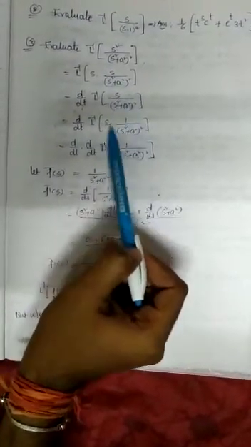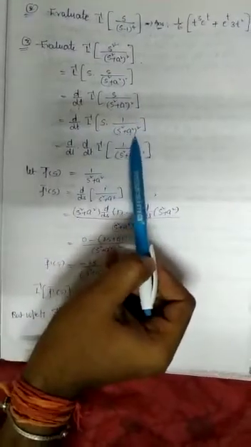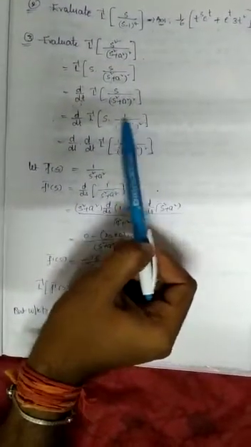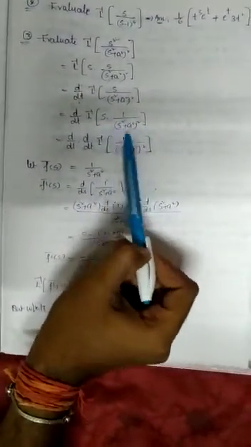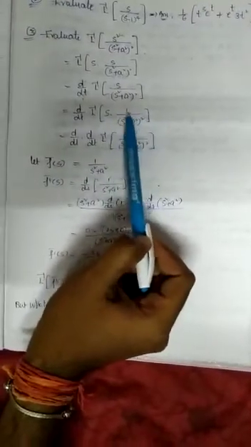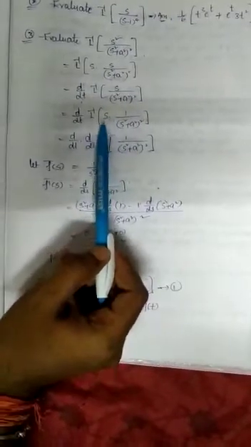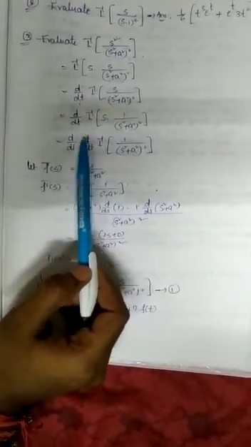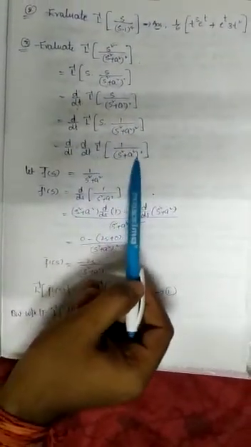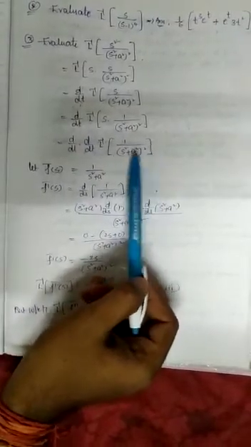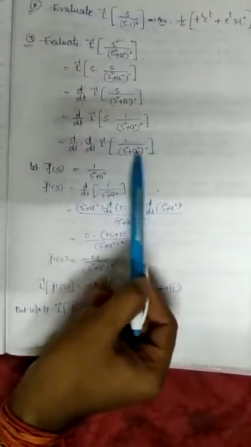Again write this s as s into 1 by (s square plus a square) whole square. Again it is the s into f bar of s formula, multiplication by s. That means again d by dt. If you write this s outside, you can write it as d by dt of Laplace inverse of 1 by (s square plus a square) whole square. Again we cannot find Laplace inverse for this function directly.